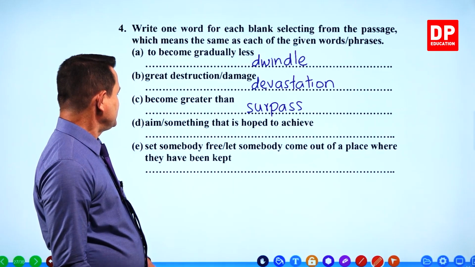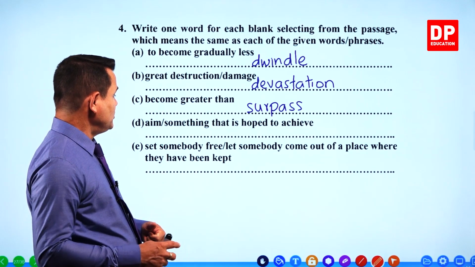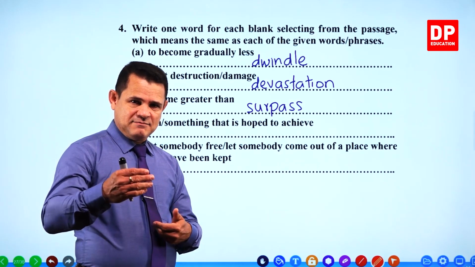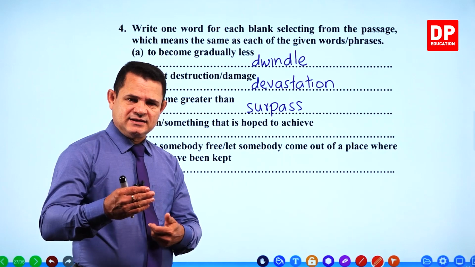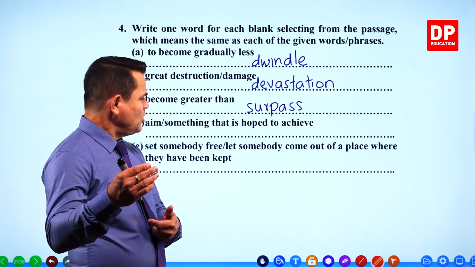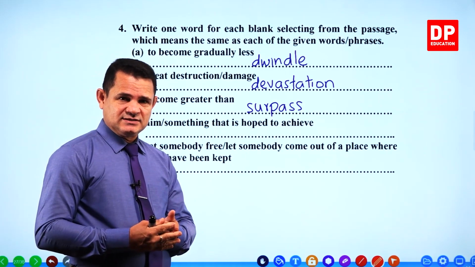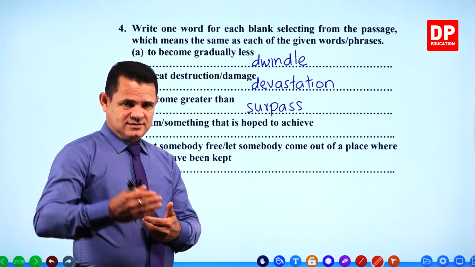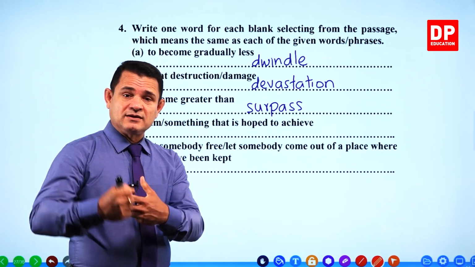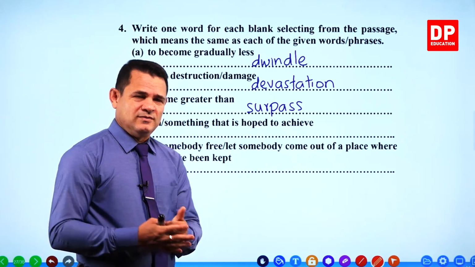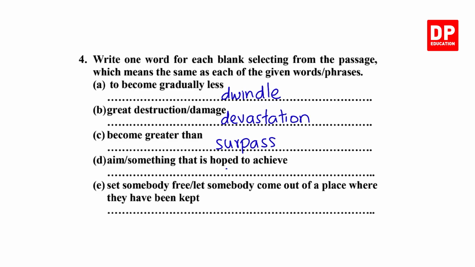Next one, aim or something that we hope to achieve. Aim එකක් ඉලක්කයක් or something that we hope to achieve. ළඟා වෙන්න උත්සාහ කරන යම් කිසි දෙයකට අපි කියන්නේ මොකද්ද? We try to go to that aim. ඒ ඉලක්කයට යනවා. ඉලක්කයට කියන තව වචනයක් goal. We can say goal. You found that in the passage.